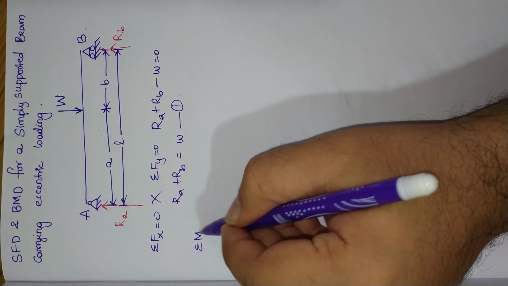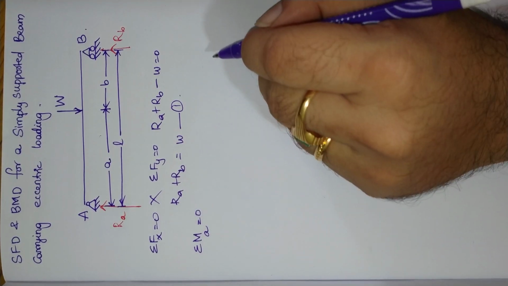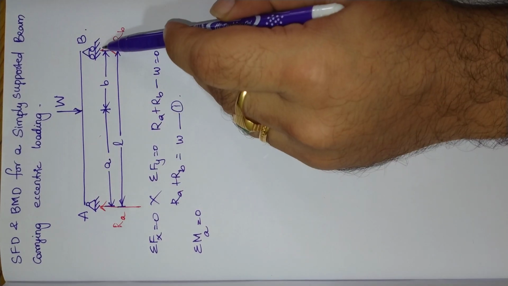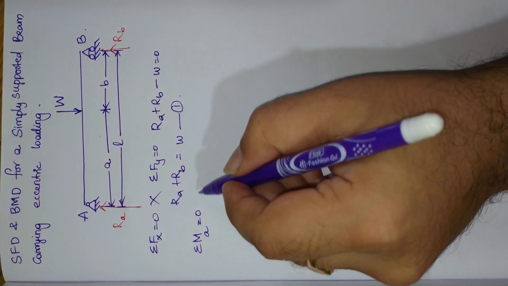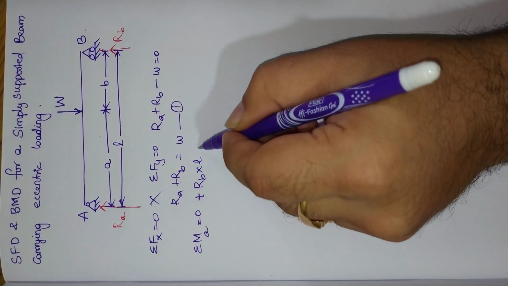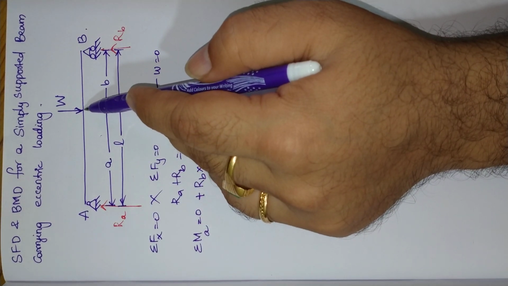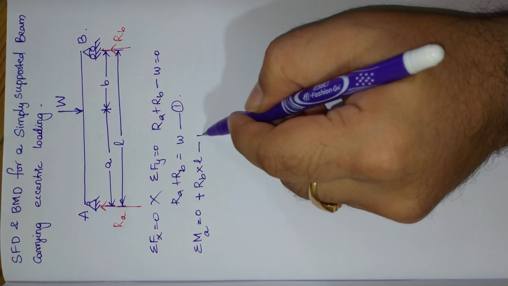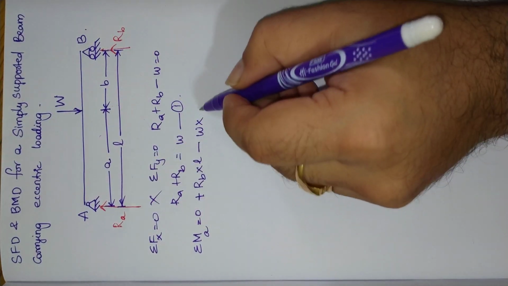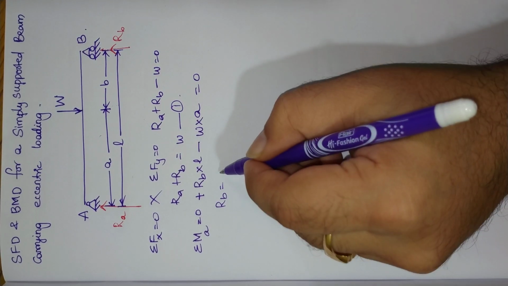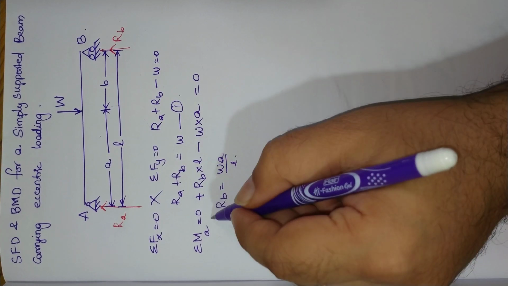Now let us take moment at any point. I'll take moment at point A equal to 0. With respect to point A, reaction RB is making an anticlockwise rotational effect, and it is located exactly at a distance of L. So RB multiplied by L, minus W, which is rotating in the clockwise direction, so it should be taken as negative according to the sign convention. So minus W multiplied by, at what distance is it located? a. I am equating this to 0. So RB you will get as W into a divided by L.